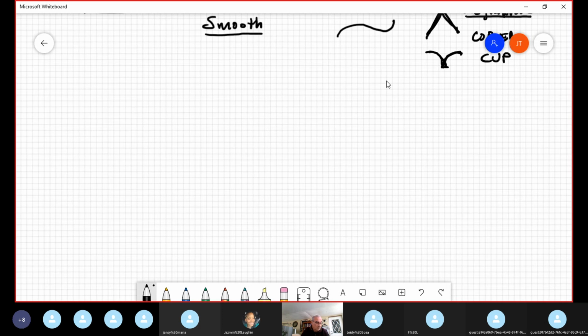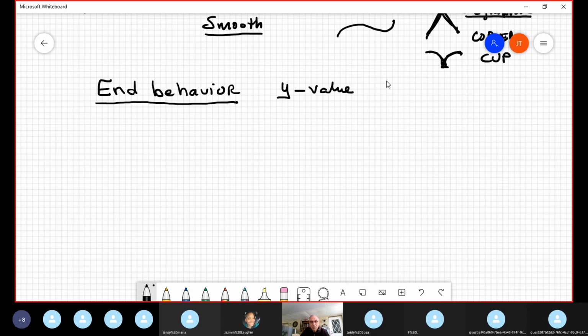Okay. Now, to understand the polynomial function very well, I need to understand the end behavior. What does end behavior mean? End behavior is the y value under the supposition that x approaches positive infinity or approaches negative infinity, in both directions. End behavior. This is the definition.